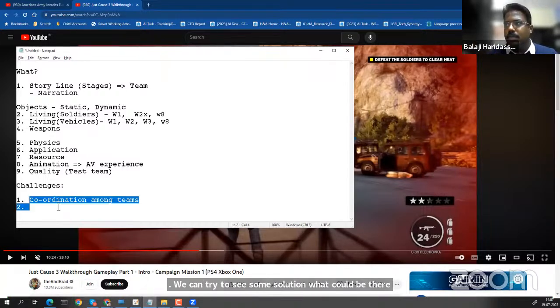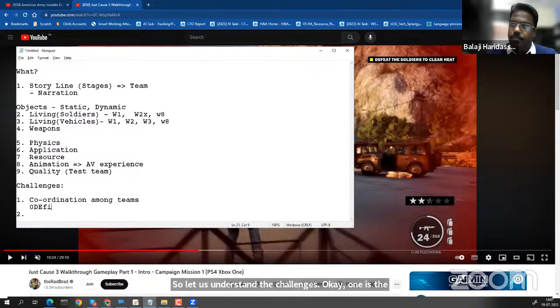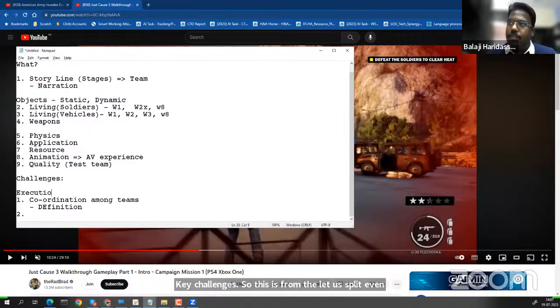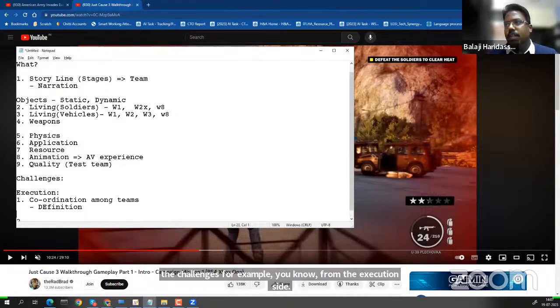One is the coordination between teams, because there is no proper definition of what this team will give and what this team expects. Anything else? Any other challenges? Key challenges. Let us split the challenges. For example, from the project execution and coordination side, I have these challenges.